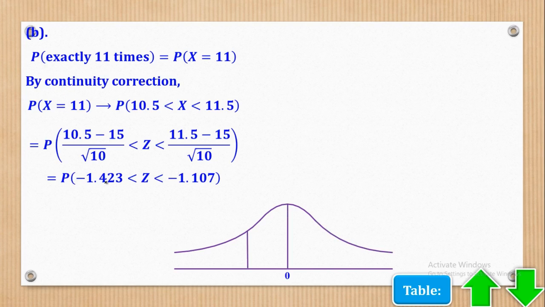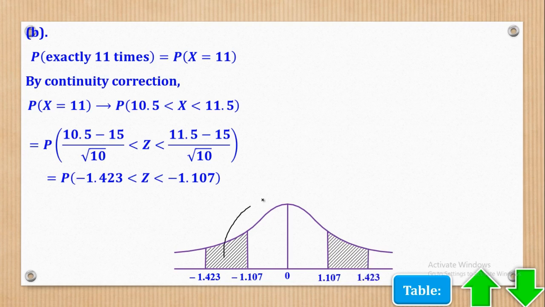So this value is negative 1.423, so I'll come and locate it. There's negative this and negative this, so I'll start with negative 1.107, then followed by negative 1.423, which is there. So the region required is this shaded part. Therefore, that region, by symmetry, will be the same as that.